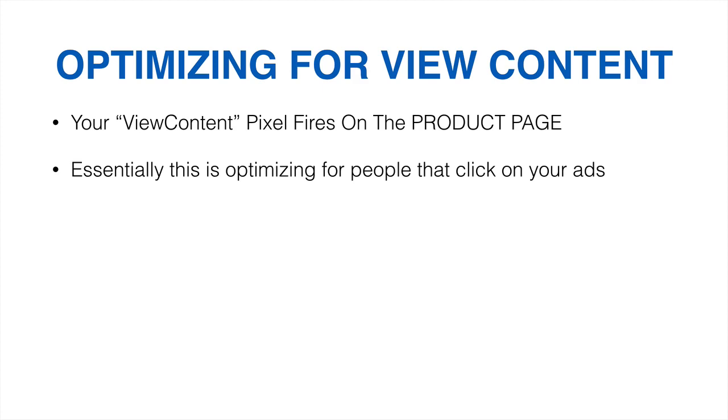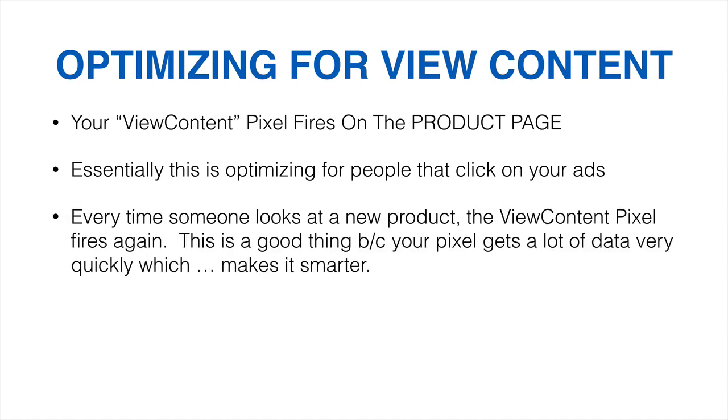Now, essentially, this is optimizing for people that click on your ads. Meaning, when you start optimizing your ads to show to people that are more likely to be a view content, you're optimizing your ads for clickers. Because that's what they're doing. Somebody sees your ad, they click it, and they view a product. That's view content. Now, this is a great way to get started, and every time someone looks at a new product, the view content pixel fires again.